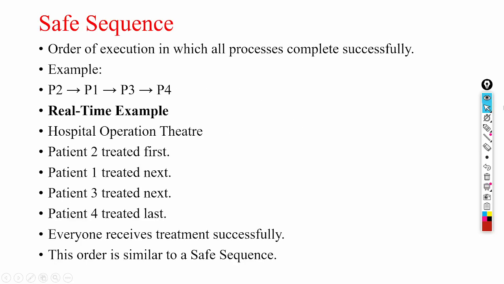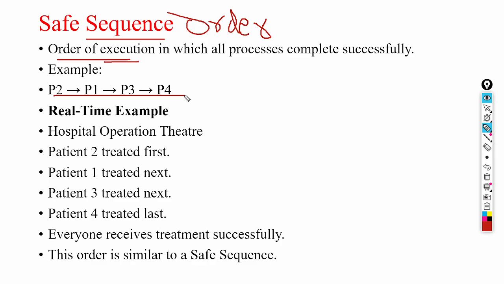The next one is the safe sequence. One more concept. Sequence is nothing but an order. So a safe sequence is an ordered execution in which all processes complete successfully. For example, P2, P1, P3 and P4. If the processes execute in this order and all complete successfully, the sequence is considered safe.